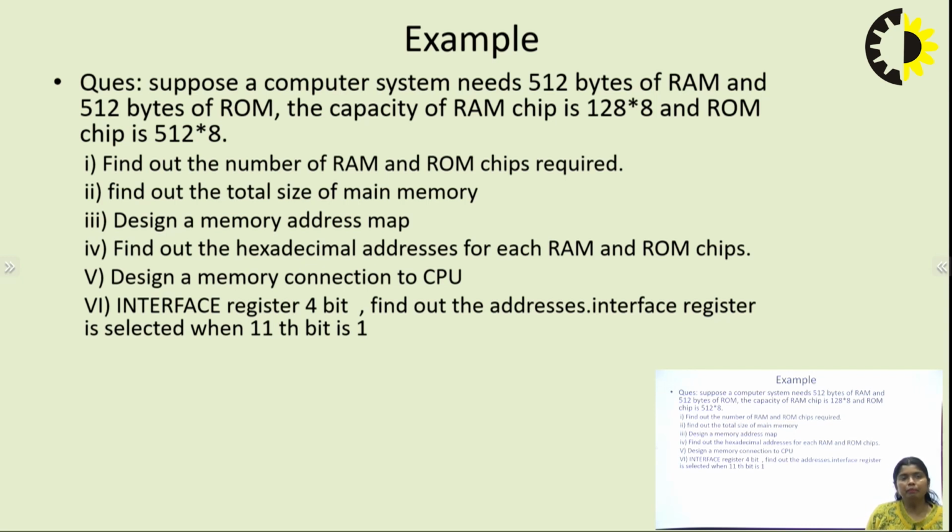What is the meaning of this? It means the total capacity of the RAM is 512 cross 8. Here it is written as 512 bytes, meaning the RAM capacity is 512 cross 8, and 512 bytes of ROM means the total capacity of ROM is 512 cross 8. Now, the single chip capacity is given as 128 cross 8 for the RAM, and the ROM chip has 512. So, we have to calculate some points and design the memory address map.